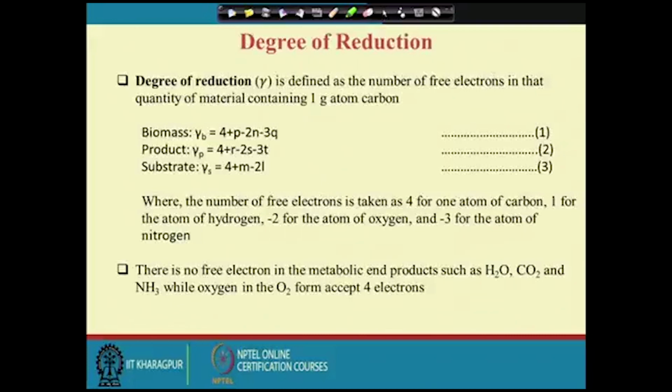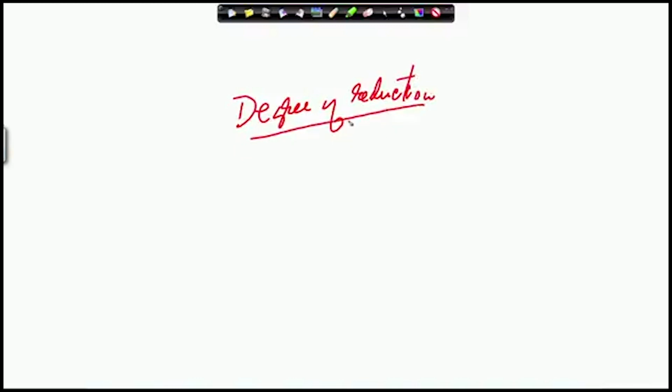Now, let me discuss the degree of reduction. What do you mean by degree of reduction? Degree of reduction is basically the free electrons present in any kind of reactant or product.